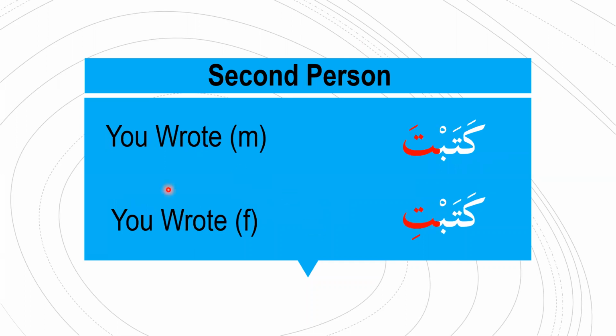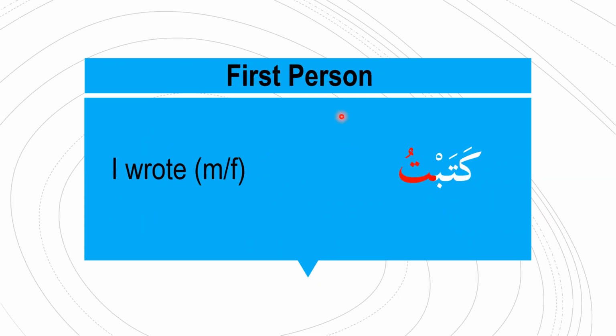The second person, to say you wrote for masculine, we'll say katabta. You wrote for masculine. Remember the ta. Here we'll say katabti for female. You wrote katabti. So for the first person, for myself, masculine and feminine, I'll say katabtu. So I wrote katabtu.